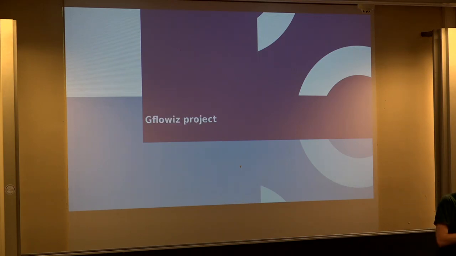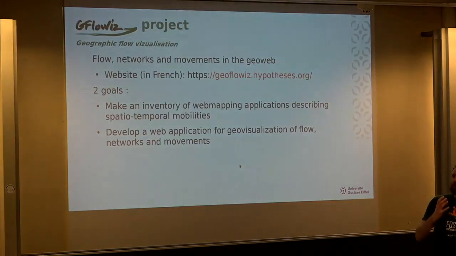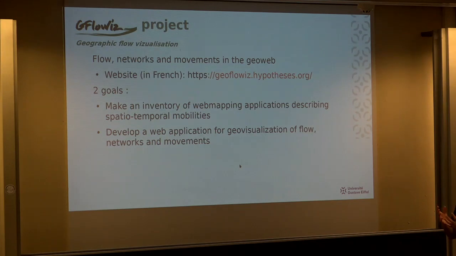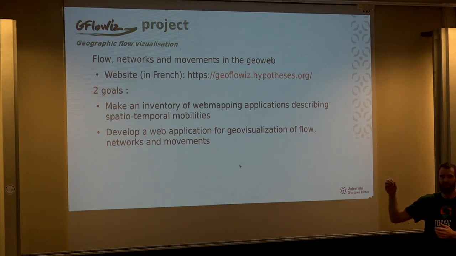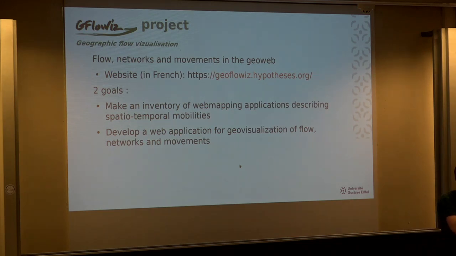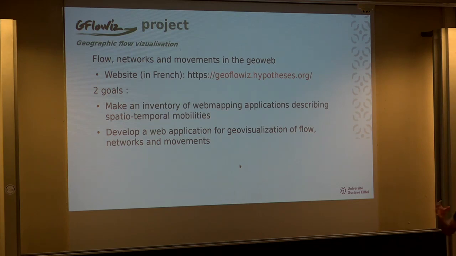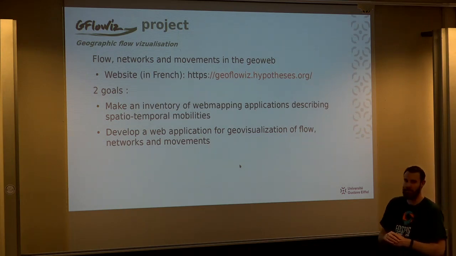So the Arabesque application is part of the gFlowiz project, which aims to do two things: gather information on web mapping applications dedicated to spatial-temporal mobilities and flow visualization, to get insights into what exists, what the features are, and the pros and cons of each application. And from that, develop a web application for geovisualization of flows, networks, and movements.